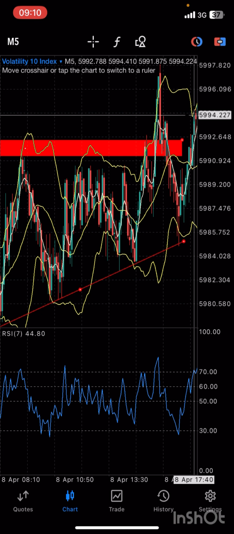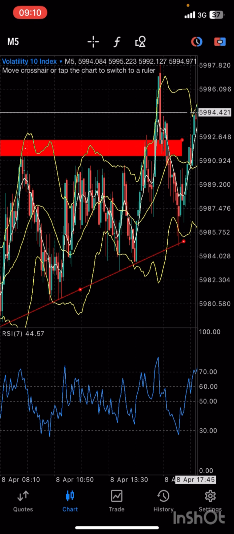Beautiful. So you can see how the price was able to come to the top of the Bollinger. Guys, this strategy works like fire. Take this to your arsenal and make a lot of money.